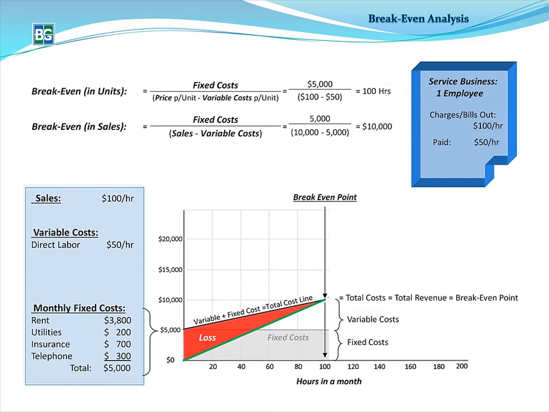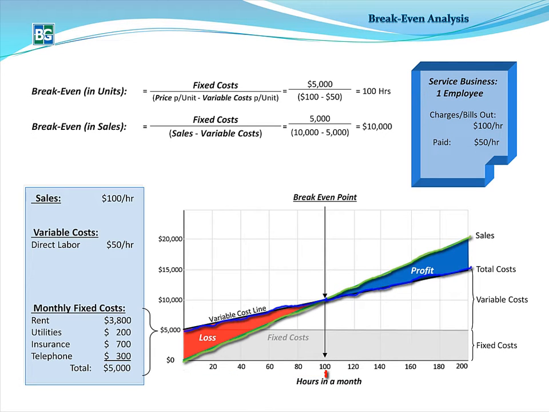The red shaded region is the loss region, and is due to the total cost line being greater than the sales or revenue line within this level of activity. The break-even point is the shifting point between loss and profit, which means any activity greater than 100 hours produces profit. It's important to understand the lines and the information that this graph represents.